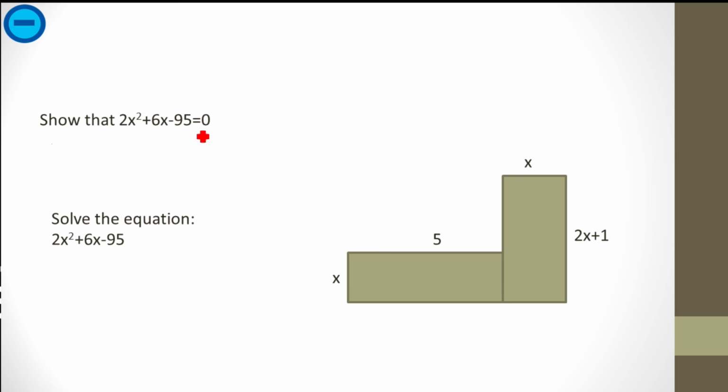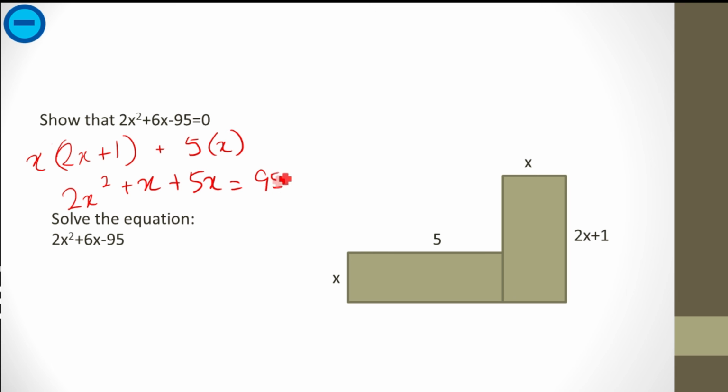We want to show that 2x squared plus 6x minus 95 equals 0. Now we want to get the area of this. So what we do is we do 2x plus 1 times x, and then add 5 times x. Let's expand the brackets. 2x squared plus x plus 5x, which equals 95. Now, let's bring that up here. 2x squared plus x and 5x, which makes 6x, which equals 95.